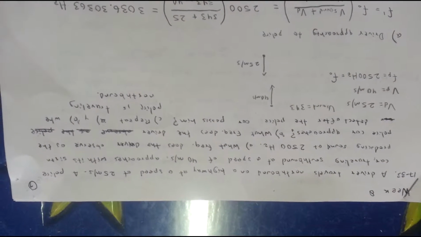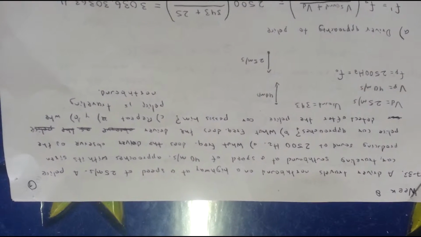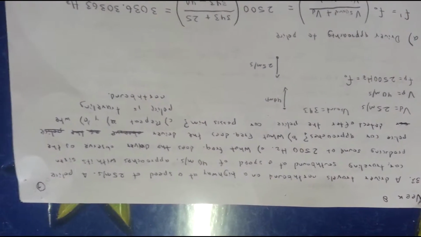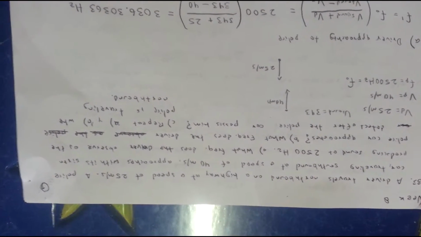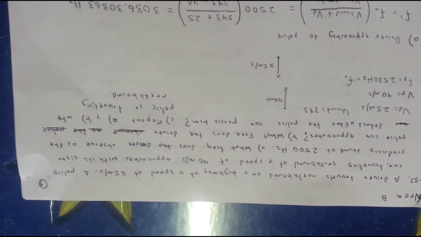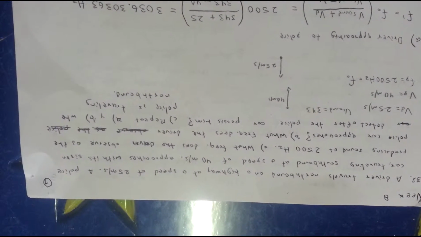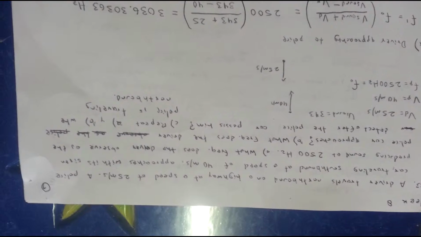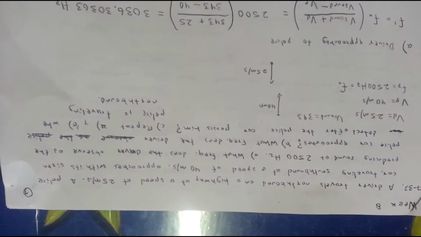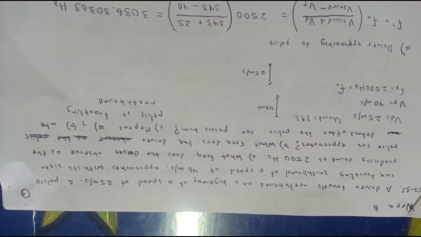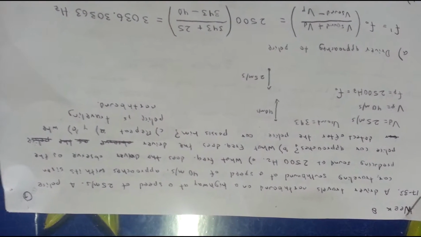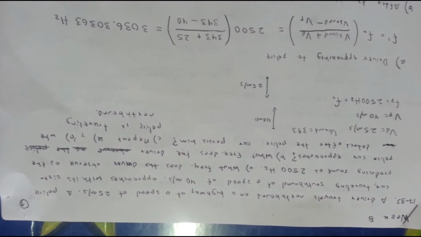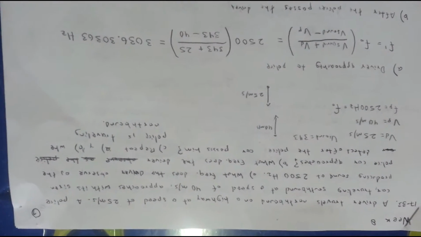Here we have problem of the week 8, and the problem says, a driver travels northbound on a highway at a speed of 25.0 meters per second. A police car traveling southbound at a speed of 40 meters per second approaches with its siren producing sound at 2500 Hz. A. What frequency does the driver observe as the police car approaches? B. What frequency does the driver detect after the police car passes him? Repeat parts A and B for the case when the police car is traveling northbound, that is case C.